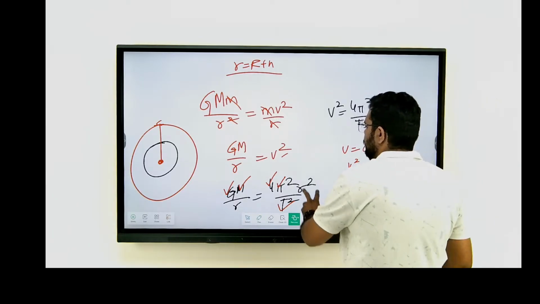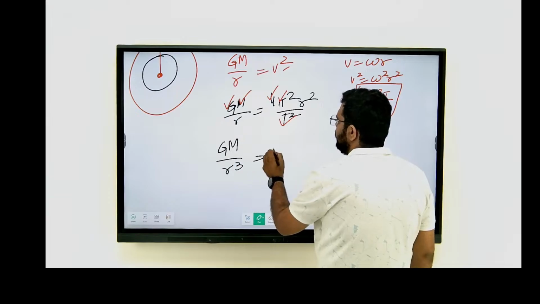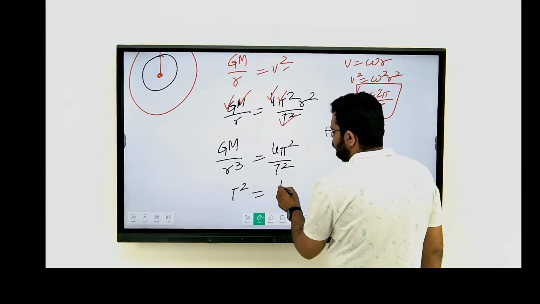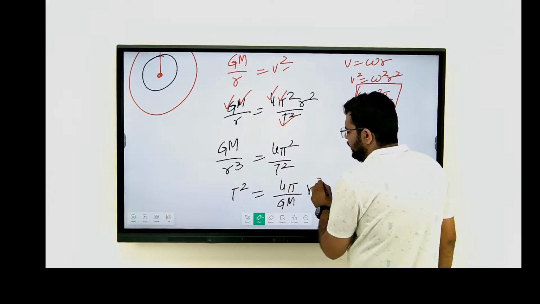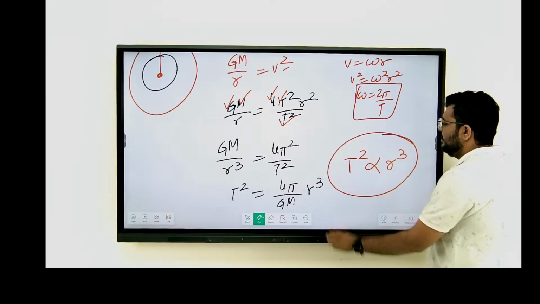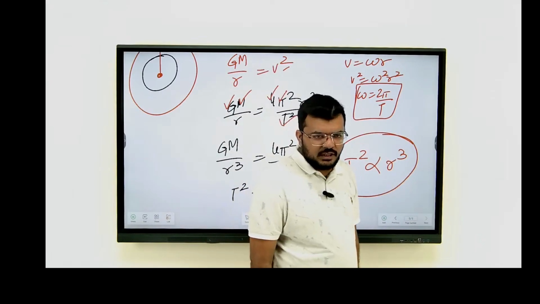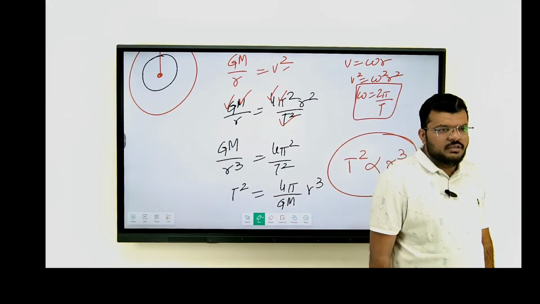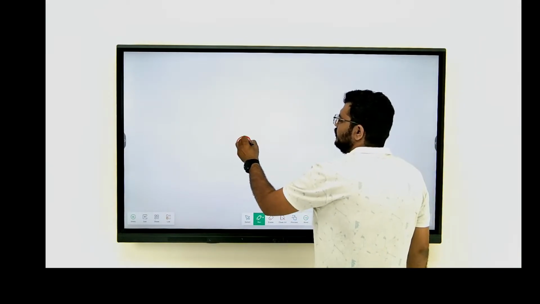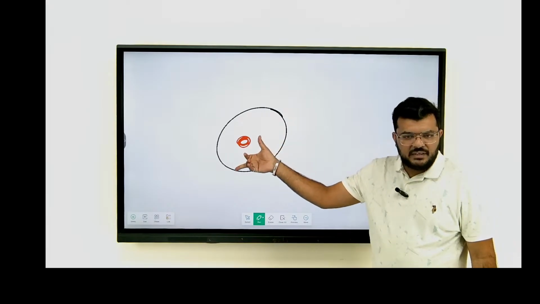And if you extend this equation, let's look at this equation. I can write GM upon r cube is equal to 4 pi square by T square. I can invert this, or I can write T square is equal to 4 pi square upon GM into r cube. This is Kepler's law, that T square is directly proportional to r cube for any planet in the solar system, or for that matter any heavenly body that is going around another in the universe. Okay, does this make sense? Now if this is a planet, and this is a satellite like the moon going around, or if this is the sun and this is a planet going around it.